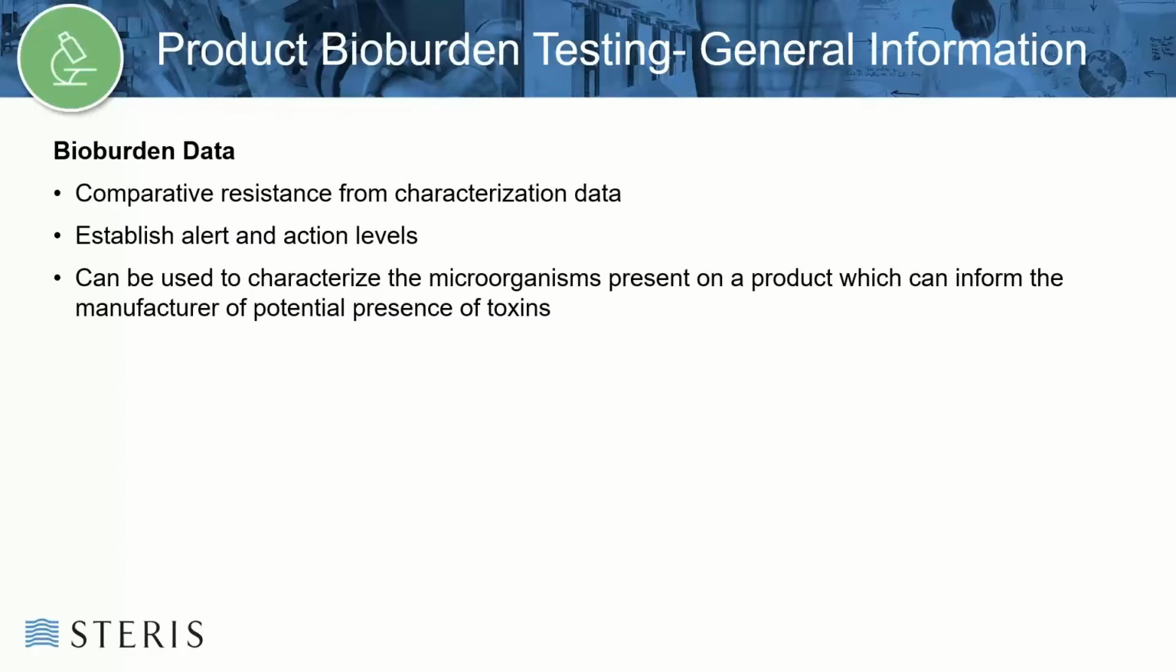Characterization of the bioburden can inform us about the comparative microbial resistance to a sterilization process for the device or material being tested. Bioburden alerts and/or action levels can point out possible changes to product manufacturing before it impacts the sterilization validation. Bioburden can also be used to characterize the microorganisms present on a product, which can inform the manufacturer of potential presence of toxins. For example, gram-negative bacteria can lead to the presence of bacterial endotoxin on products, which can impact product release or require a product batch to be rejected.